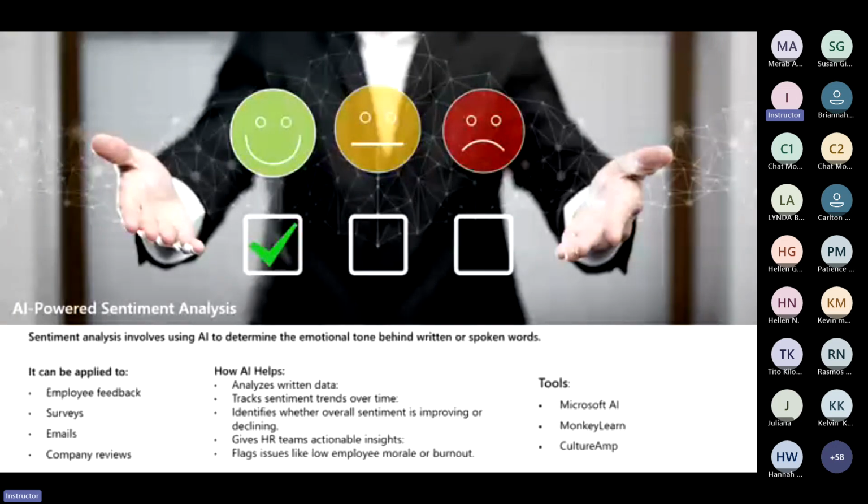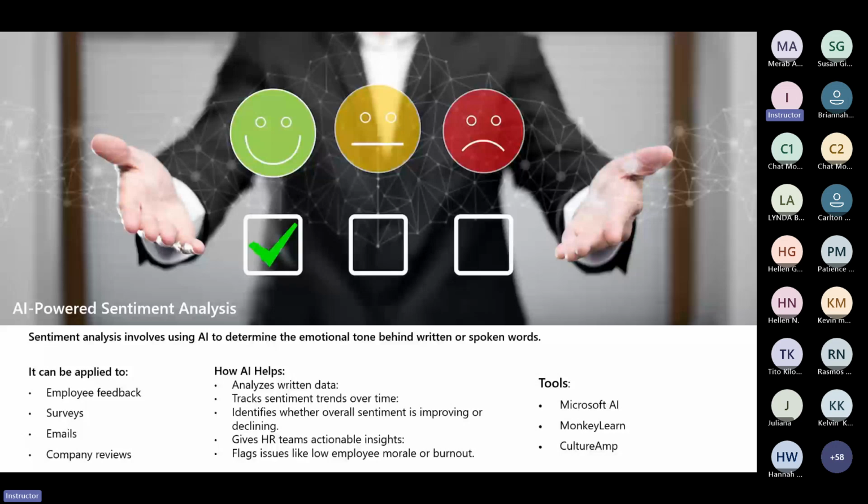So this is where AI-powered sentiment analysis steps in. It's like a supercharged emotional radar. You see, it uses natural language processing. AI can read through all that feedback, the emails, the surveys, and even the company reviews, and it can detect the emotional tone behind the words. So it's not just looking for keywords, but it also understands the context, the tone, and even the nuance. So when someone says, I feel supported by my manager, AI knows that this is positive. All right, but if someone writes, I'm overwhelmed and unheard, for example, this is a red flag.